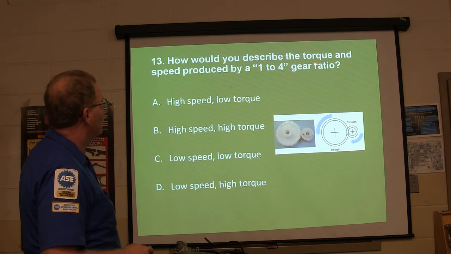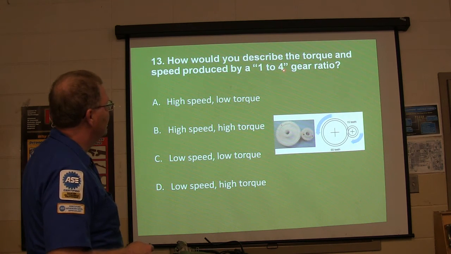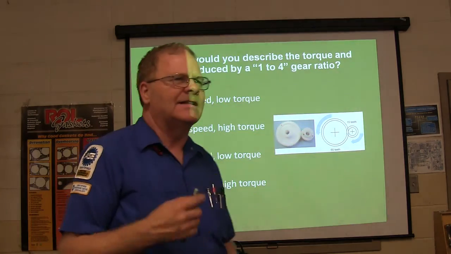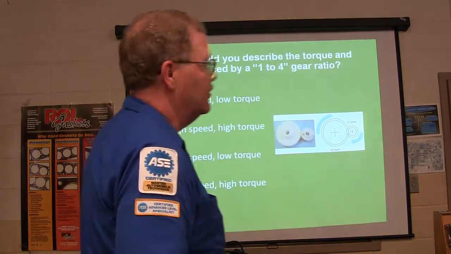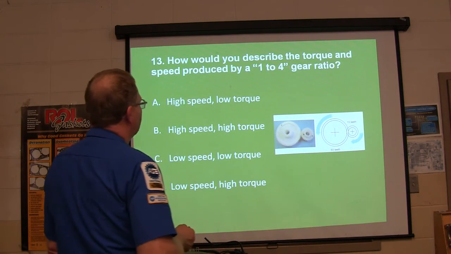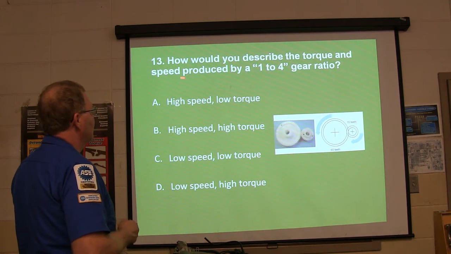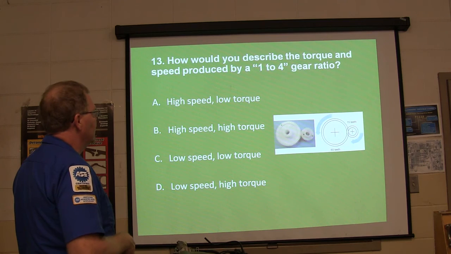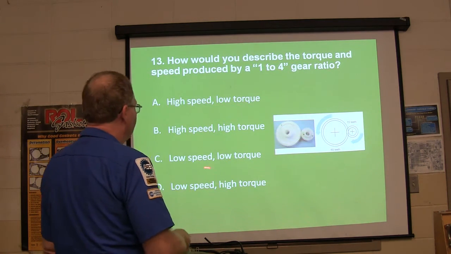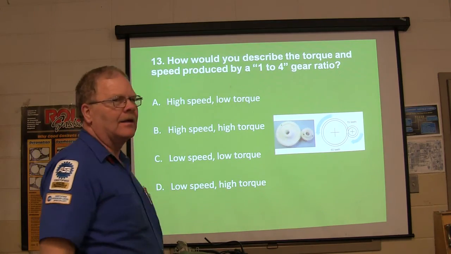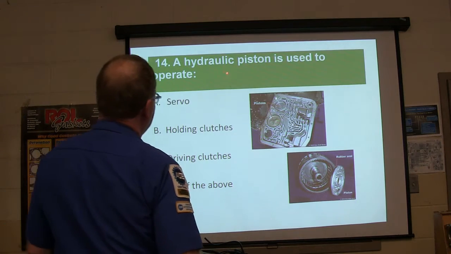How would you describe the torque and speed produced by a 1-to-4 gear ratio? Imagine yourself having to take this test before they would hire you for a $40 an hour job. How to get you motivated. Low speed, low torque? No, low speed, high torque. Yeah, low speed, high torque.